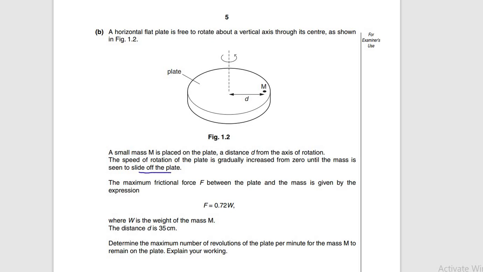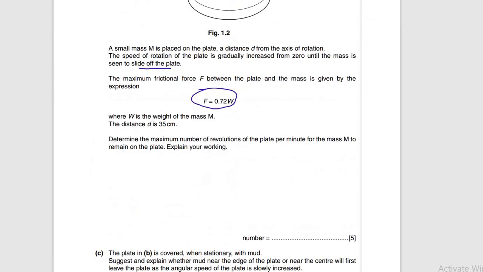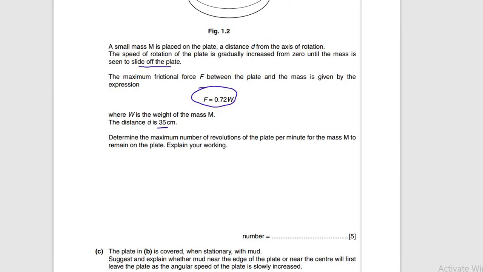The maximum frictional force between the plate and the mass. This is the frictional force between the plate and the mass. W is the weight of the mass m. The distance d is 35 centimeters. Determine the maximum number of revolutions of the plate per minute. It has to be per minute for mass m to remain on the plate.